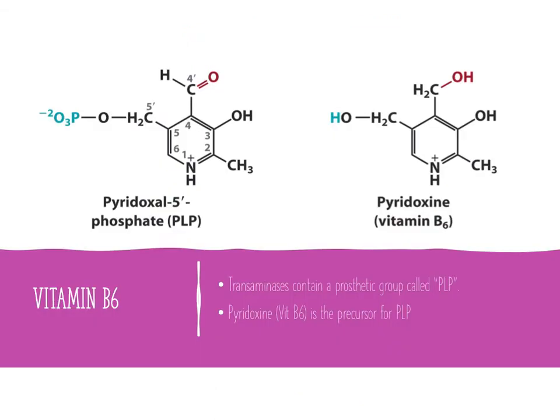All the transaminases require a prosthetic group called PLP. And PLP stands for pyridoxal 5-phosphate. That is the structure shown on the left here. And the way that you get PLP is by eating vitamin B6. So you eat vitamin B6, which is called pyridoxine, and your body metabolizes it into PLP, and then from there, it attaches itself to a transaminase.